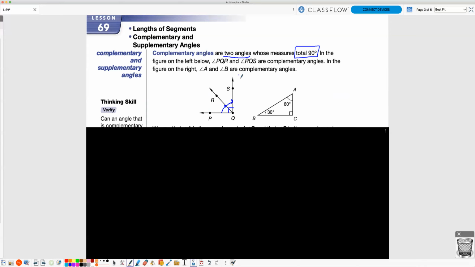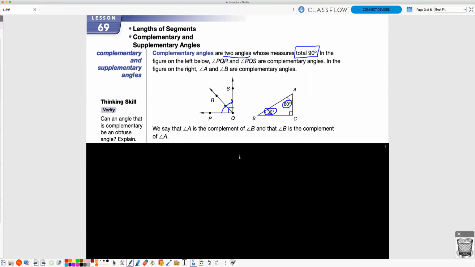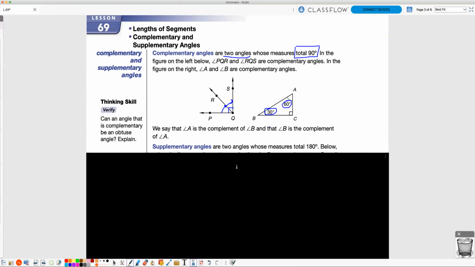In the figure on the right, angle A and angle B are both complementary because 30 plus 60 adds up to 90. And you notice this one is also a 90-degree angle. In a triangle, the angles always add up to 180 degrees. We say that angle A is the complement of angle B and that B is the complement of angle A because, again, they add up to a total of 90 degrees.